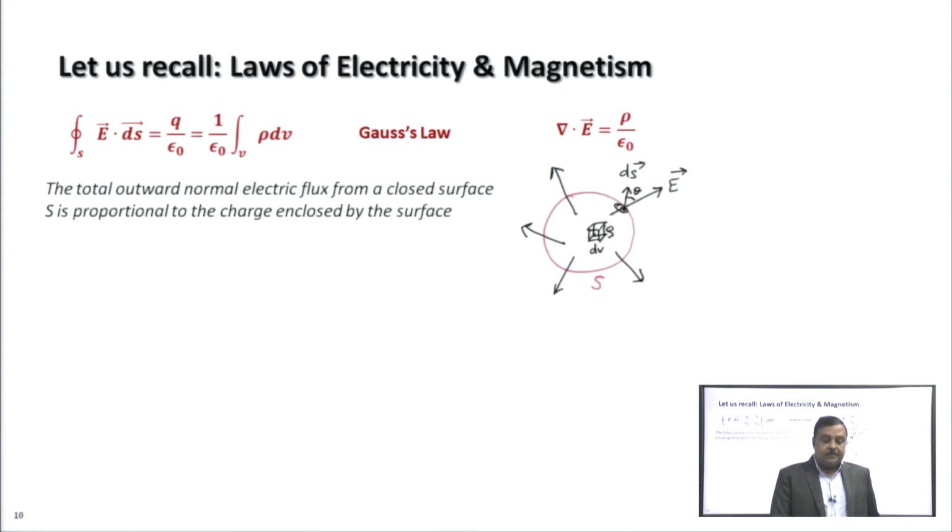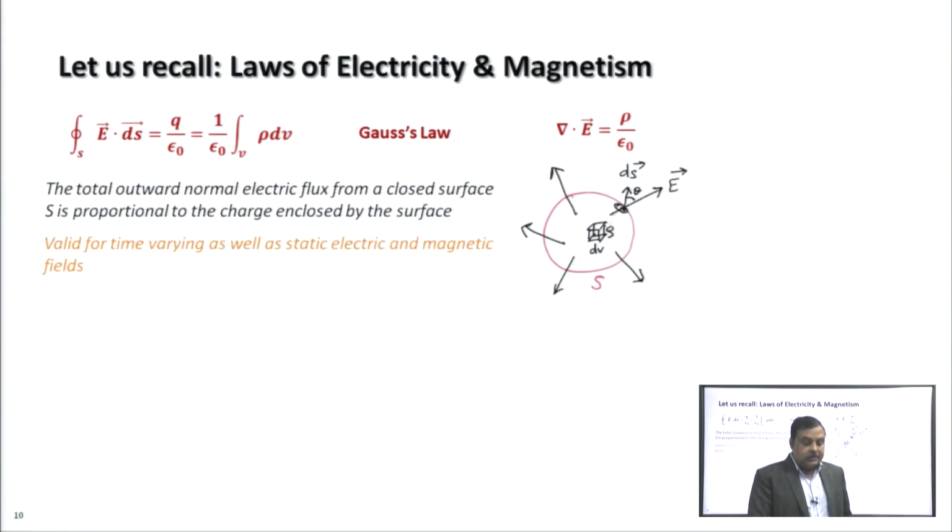This law shows that the total outward normal electric flux from a closed surface S is proportional to the charge enclosed by the surface. This law is valid for the time varying case. Whether electric and magnetic fields are changing with time or not, this law is valid in both cases.